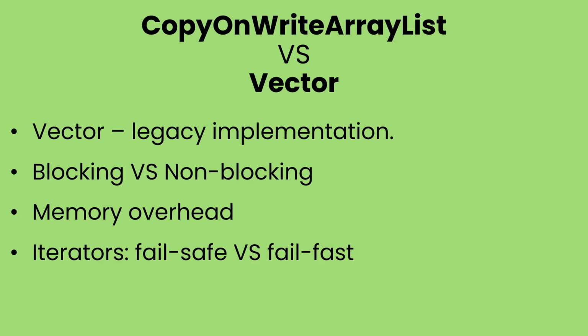Modifications during the iteration for CopyOnWriteArrayList are safe and do not throw exceptions, because iterators are not fail-fast. What this means is that the iterator only works on a snapshot of the list, which was initially created, and new copies are not visible for this iterator. Vector has a fail-fast iterator, and it throws ConcurrentModificationException if the list is modified while iterating over it.